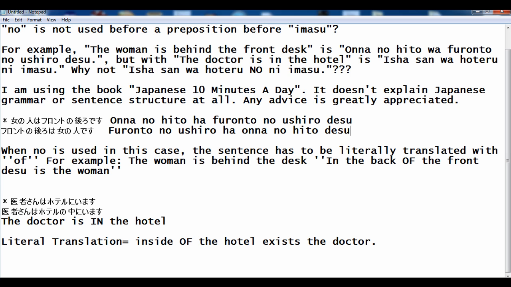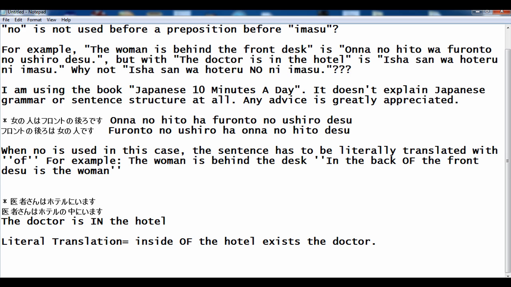Whenever you have this no here, you have to think of it as of, because we already know that of is a possessive particle. So onna no hito wa fronto no ushiro. So fronto no ushiro, in back of the front desk. In back of the front desk, right? So that's an easy way to remember this.